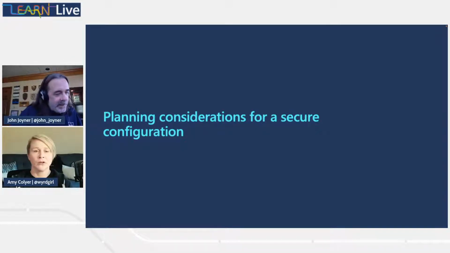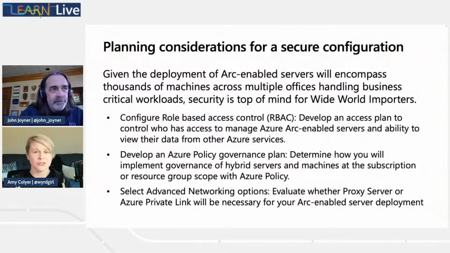All right. So planning considerations for a secure configuration, which you did go over. We have this fake company, Worldwide Importers. They're worried about security, so you configure your role-based access controls. Like you said, that Azure Arc onboarding role can only onboard servers. That's all it can do. So that's good to know. You can develop an Azure policy governance plan, whatever your strategy is for your company, to make sure that everything aligns. And then there's advanced networking options with the proxy server or the private link, which we'll go over for your Arc-enabled servers.